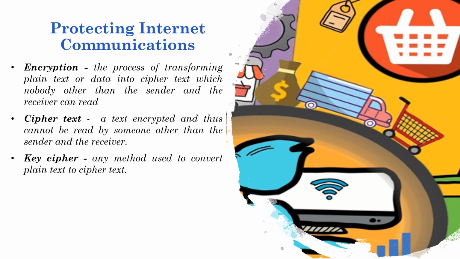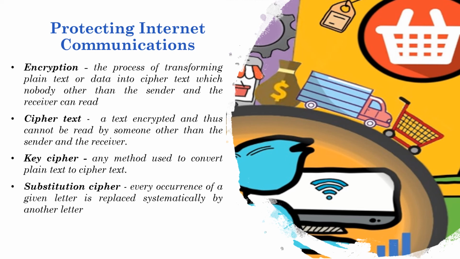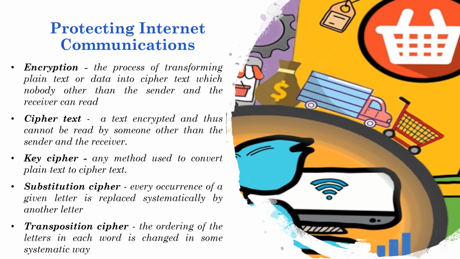And then we also have the key cipher, which refers to any method used to convert the plain text to a cipher text. We also have the substitution cipher, wherein every occurrence of the given letter is replaced systematically by another letter. And then we also have the transposition cipher. The ordering of the letters in each word is changed in some systematic way.